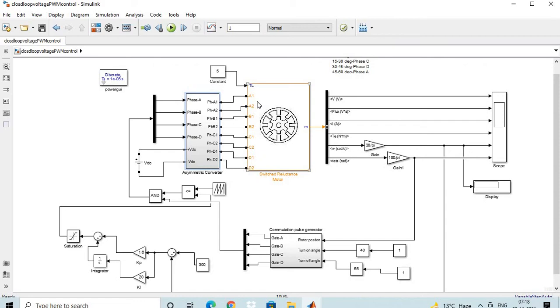Now, in case of the switch reluctance motor, what we do is we excite one winding at a time, and step by step we excite the other windings, like phase A, then phase B, then phase C, and then phase D. According to the tendency of the rotor to reach the minimum reluctance position, the rotor rotates and the switch reluctance motor operates, and hence the excitation of each phase is also controlled with the help of the asymmetric converter.